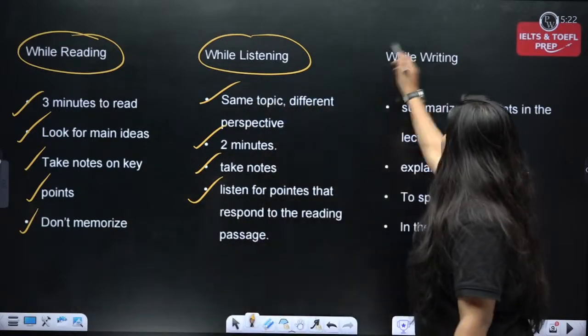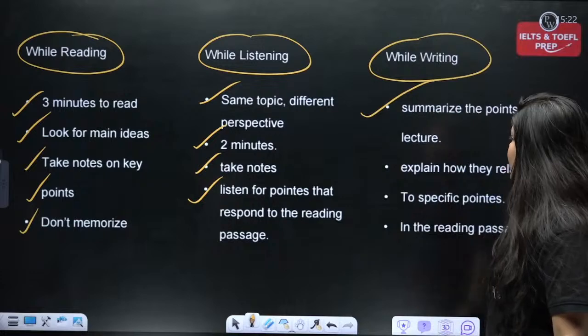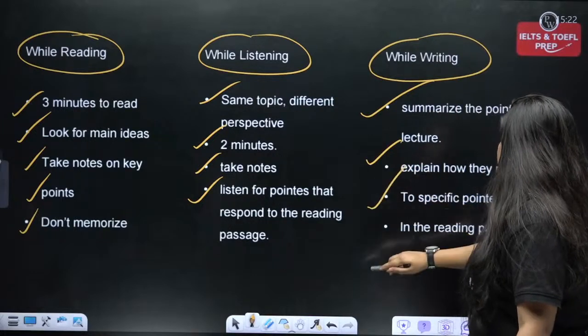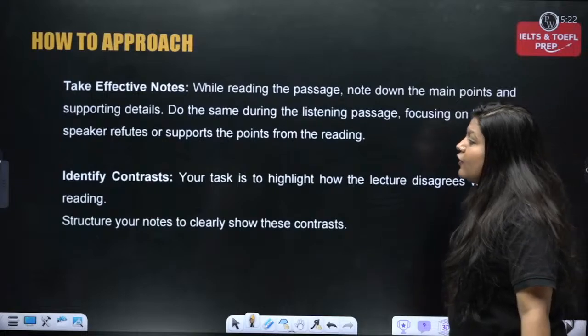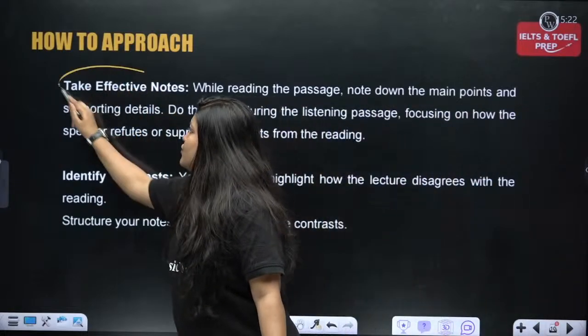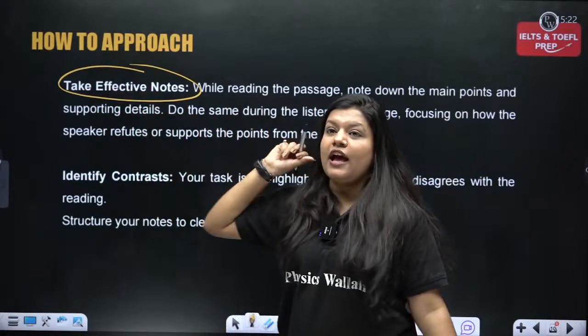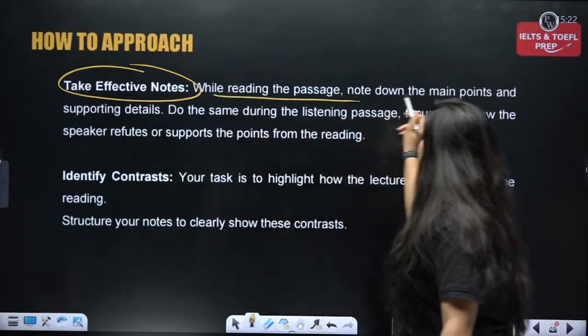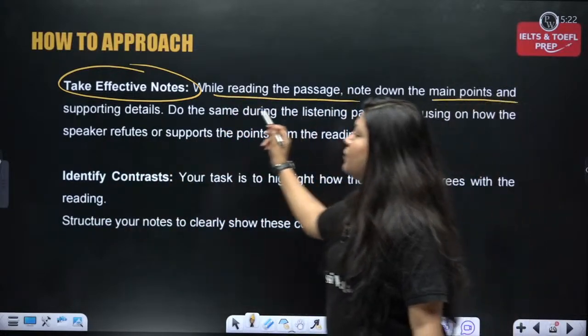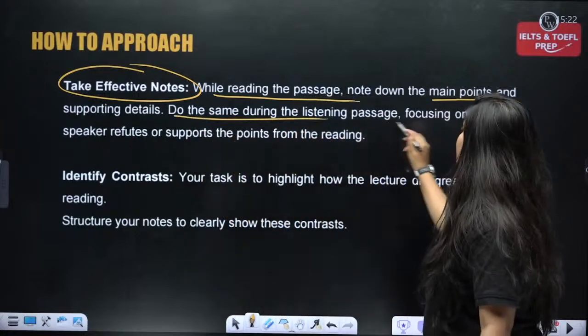Okay. Now, while writing, summarize the pointers in the lecture and explain how they relate to specific pointers in the reading passage, right? Now, let's have a quick look at how to take effective notes. This is what I have been telling you since I started the session. While reading the passage, note down the main pointers and supporting details. Do the same during the listening passage.